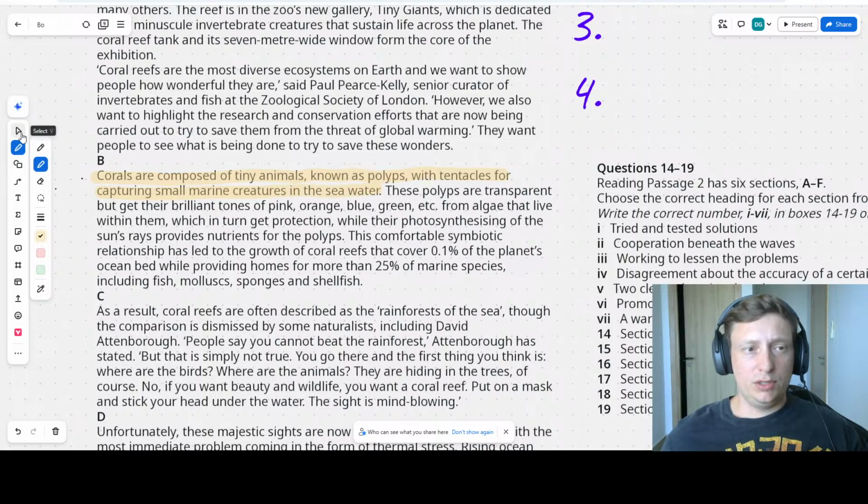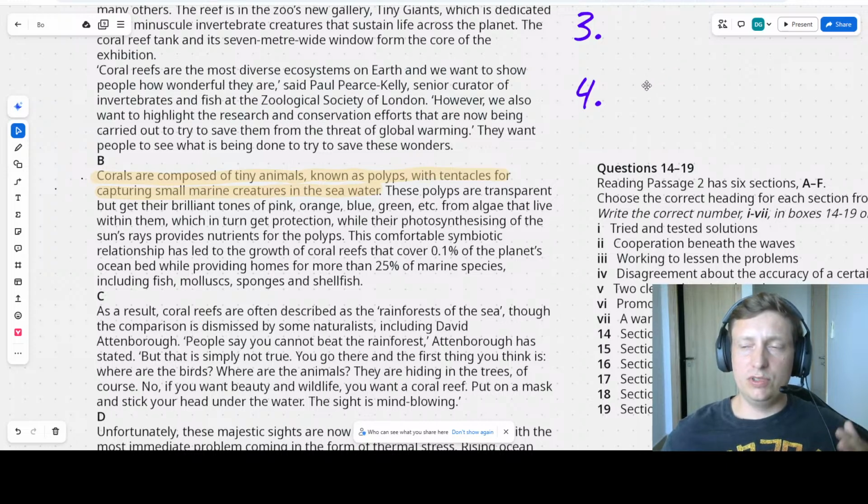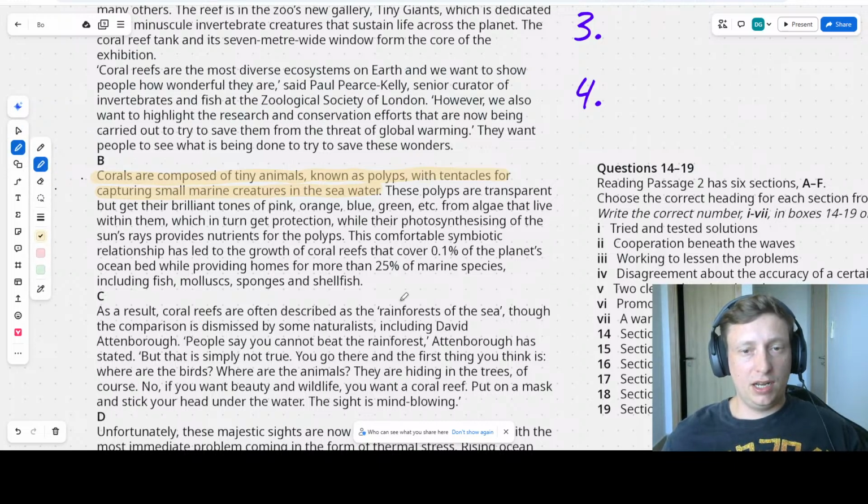Okay, so once we've read the first sentence, we want to give it its own title, because this is matching headings, not matching words, right? So you need to say to yourself, this first sentence, what is it about? It looks like it's about corals and the kind of food they eat. So what corals eat. And then we do the same for the last sentence.